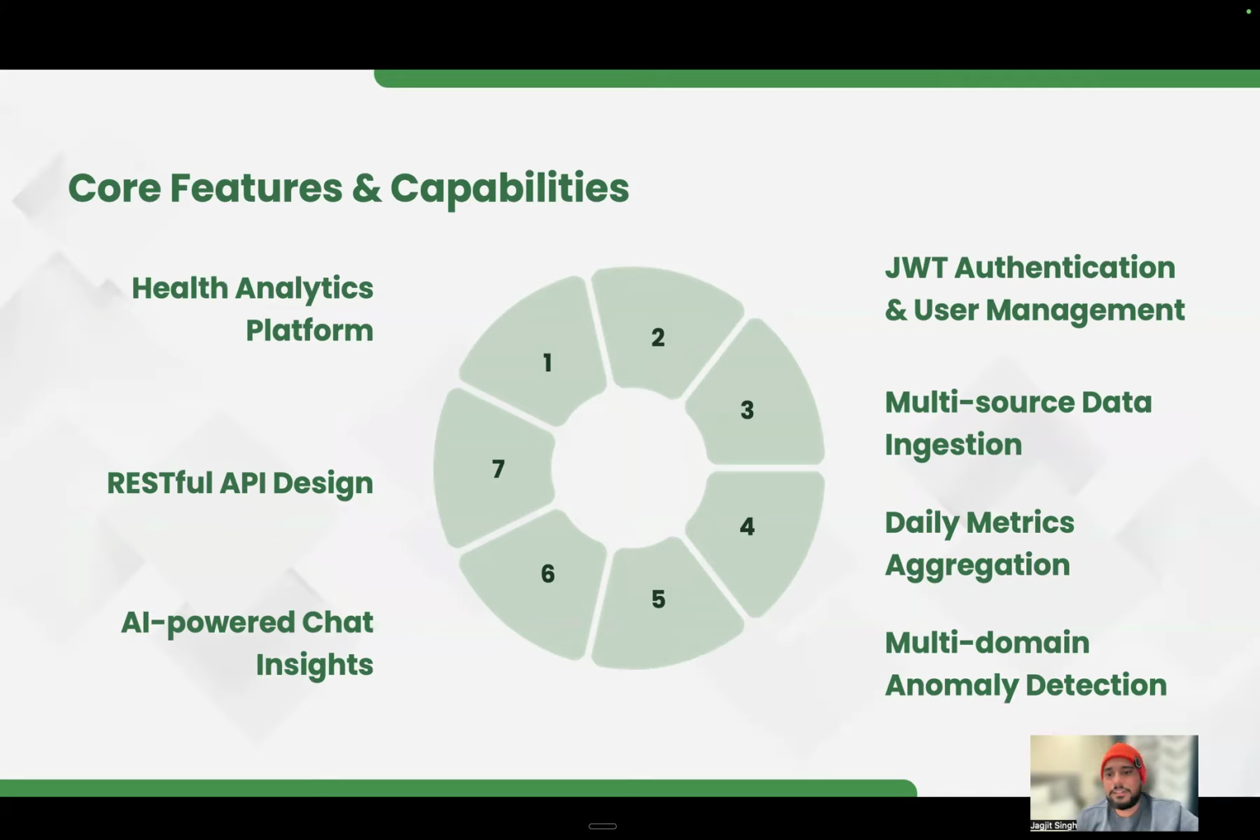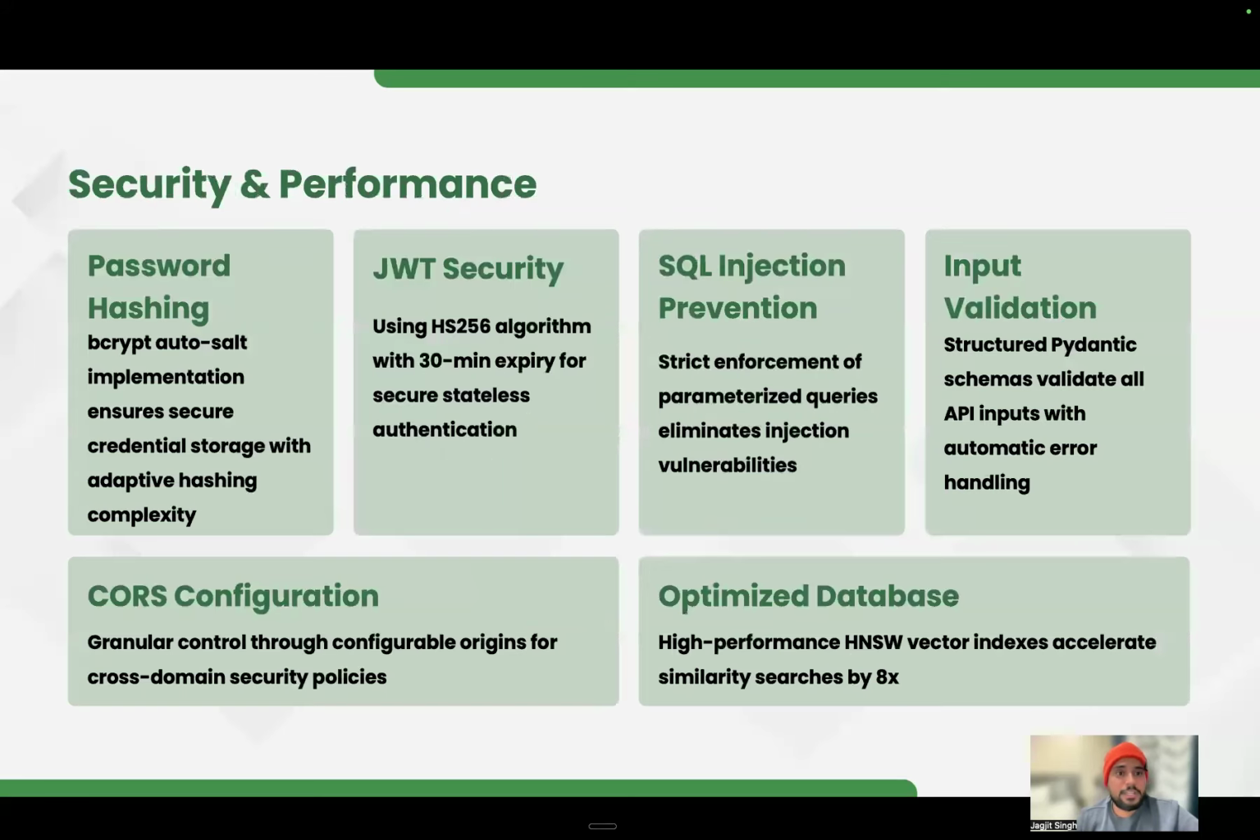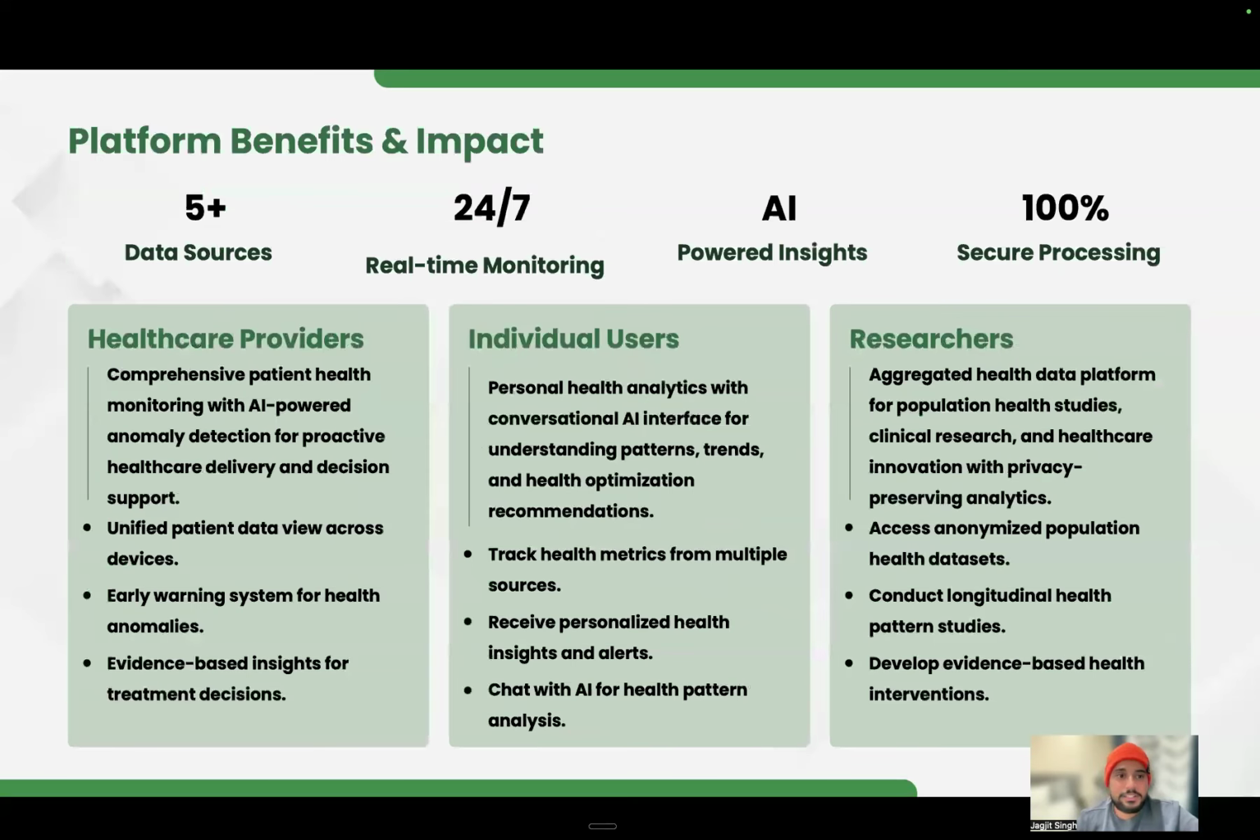Some of our core features are JWT authentication, health source data ingestion, daily metric aggregation, multi-domain anomaly detection, AI-powered chat insights, and RESTful API design. It is a health analysis platform. For security and performance, we're using password hashing with a bcrypt auto-salt implementation, JWT security, SQL injection prevention, input validation, CORS configuration, and optimized databases with high performance vector indexes.